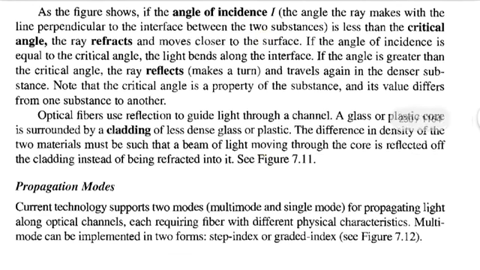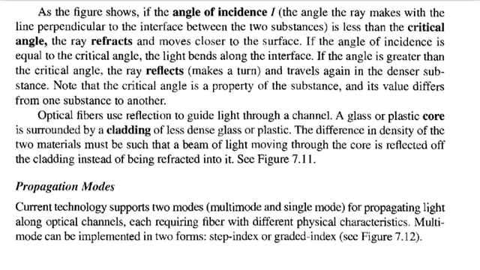As the figure shows, if the angle of incidence I, the angle the ray makes with the line perpendicular to the interface between the two substances, is less than the critical angle, the ray refracts and moves closer to the surface. If the angle of incidence is equal to the critical angle, the light bends along the interface. If the angle is greater than the critical angle, the ray reflects and travels again in the denser substance. Note that the critical angle is a property of the substance and its value differs from one substance to another.